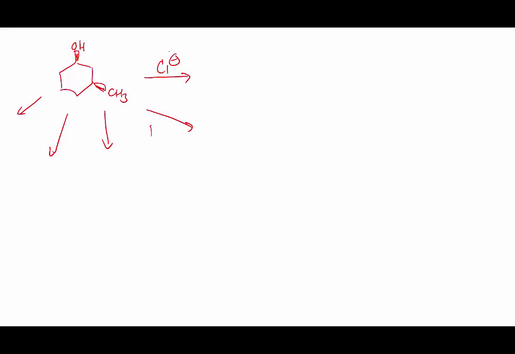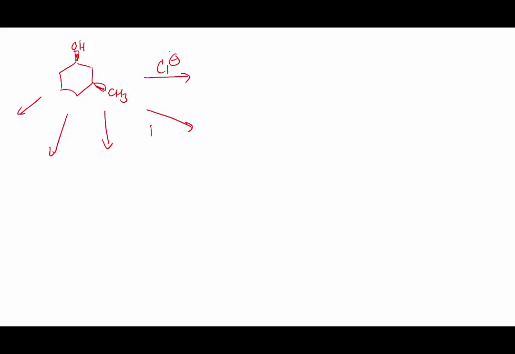And what would you write on the other side of the arrow? You want to substitute the Cl for the OH? Yes. So is OH a good leaving group? No. What do you have to do to it? Protonate. Well, now you can do more than protonate it, right? You can turn it into a chloride.